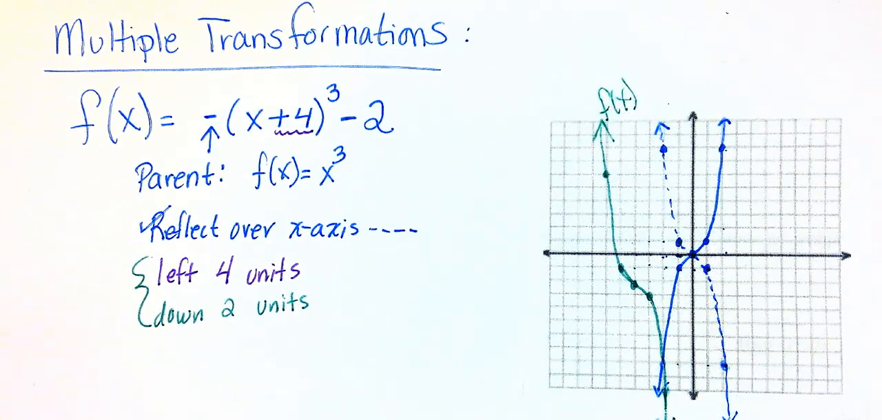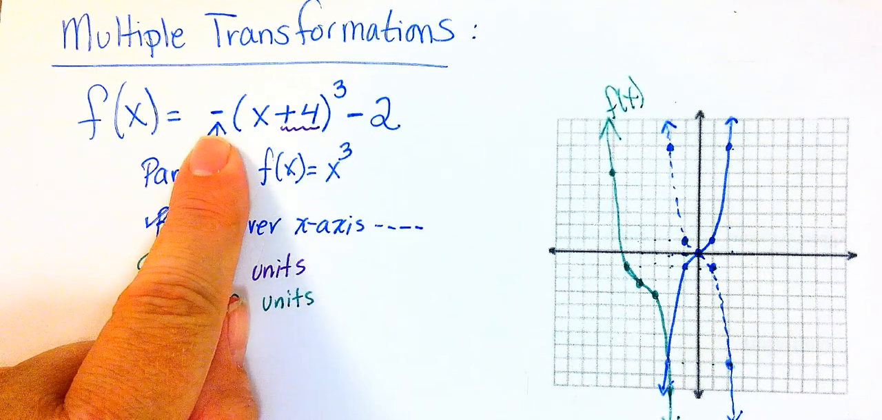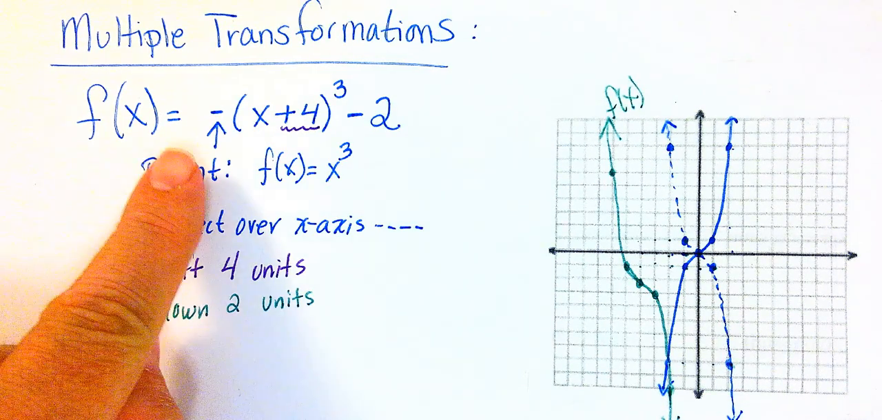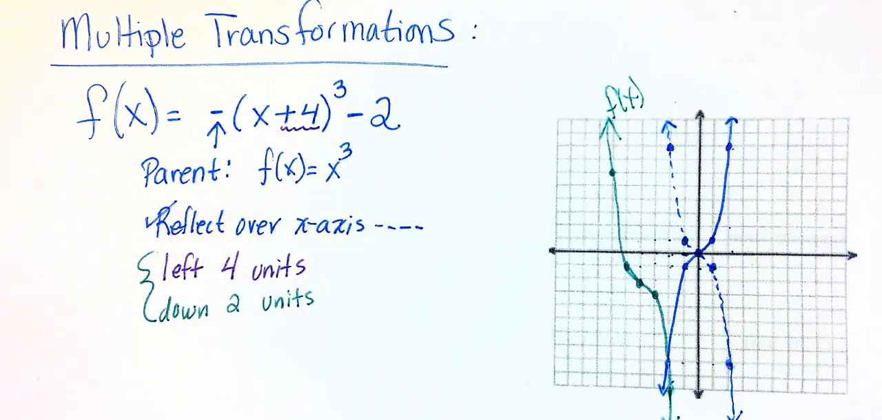One more time, the order was reflect first, then move left or right, then move up or down. I usually find it's easiest just to go in order from left to right based on what the function gives us. So reflect, move, move. And that is one example of graphing with multiple transformations.